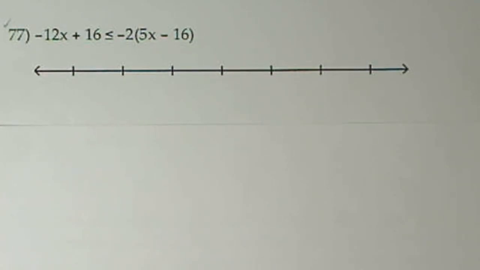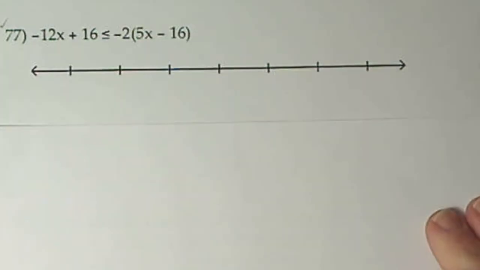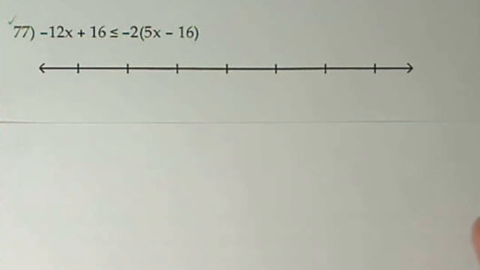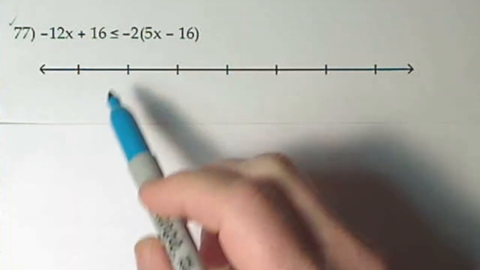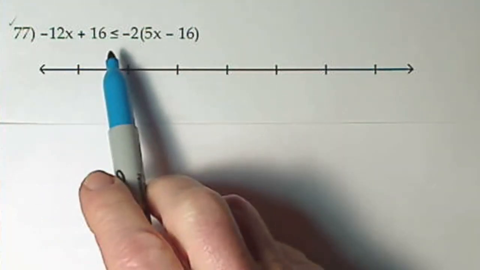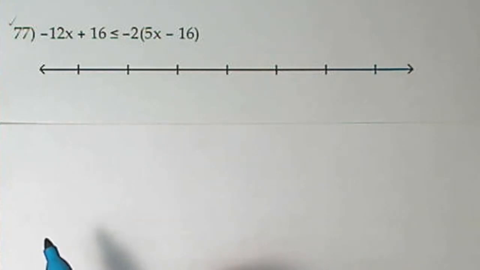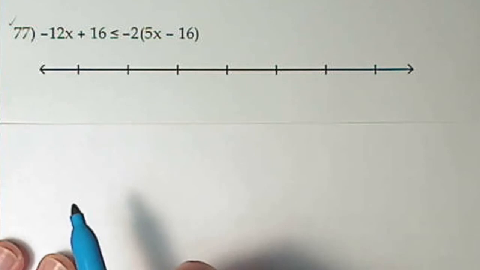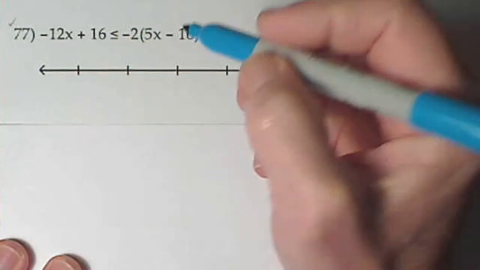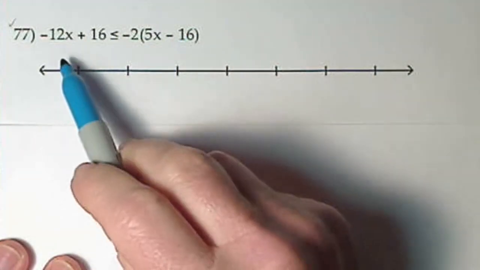When you're solving inequalities, to a large extent, you can treat them like regular equations. The only exception being, as we showed on the last one, if you multiply or divide by a negative number, you have to flip that inequality sign. Okay? So we'll see if that happens in this case. It doesn't always happen.